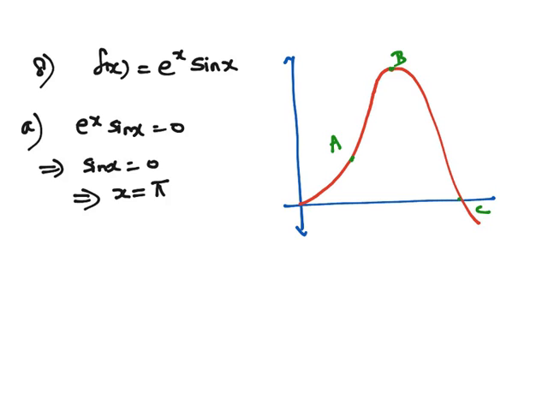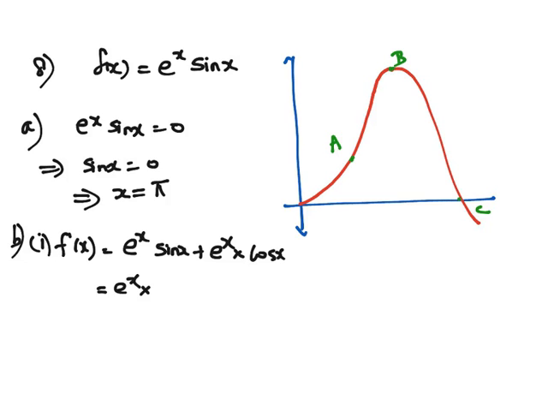Now B, first part, find f dash of x. For f dash of x, we'll use the product rule. I'll differentiate the first one, which is e power x, and keep the second one as it is, plus I'll keep the first one and differentiate the second one, which is cos x. So basically f dash of x is e power x times sin x plus cos x. So this is the first derivative.